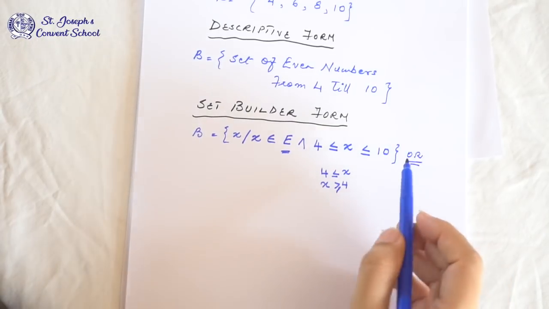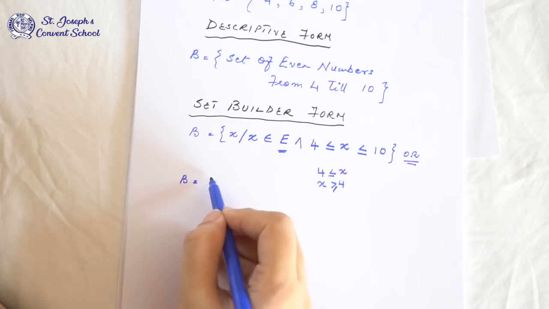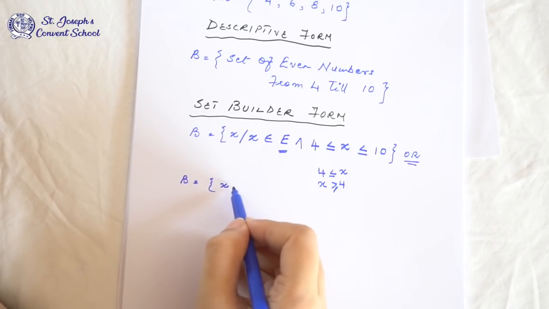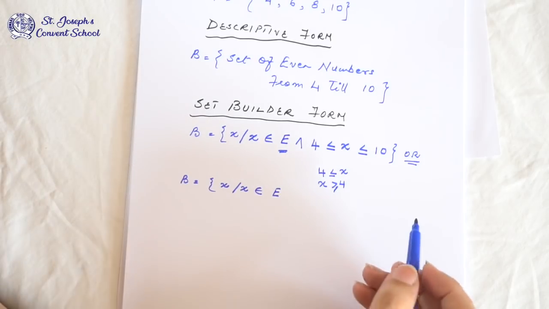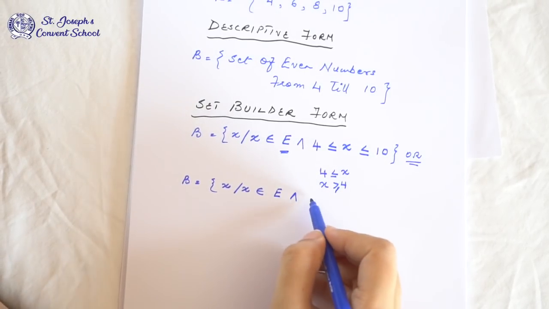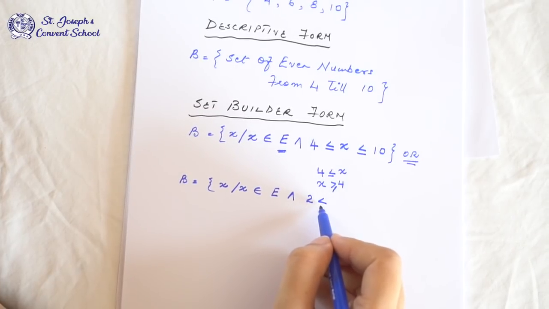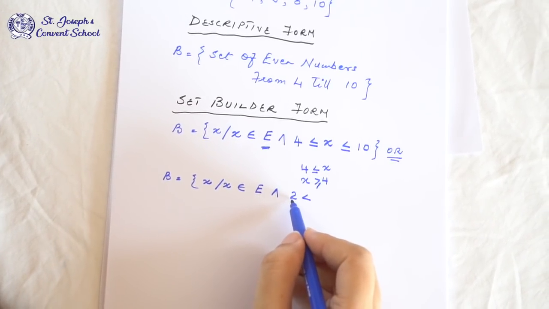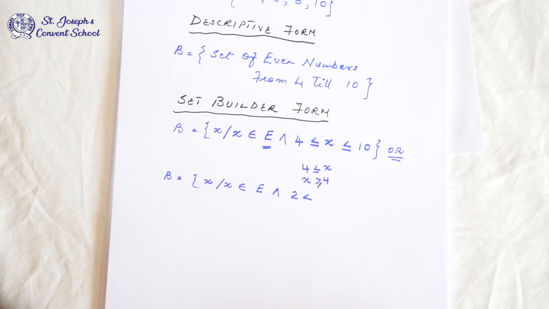Or if you don't want to write this equals to sign, suppose it is written without the equals to sign, how are you going to write it? x such that x belongs to even numbers. This part will remain the same and numbers are starting from 2 is less than. Now there is no equals to sign, it means that 2 is not included. The equals to sign is not given, so 2 is not included.